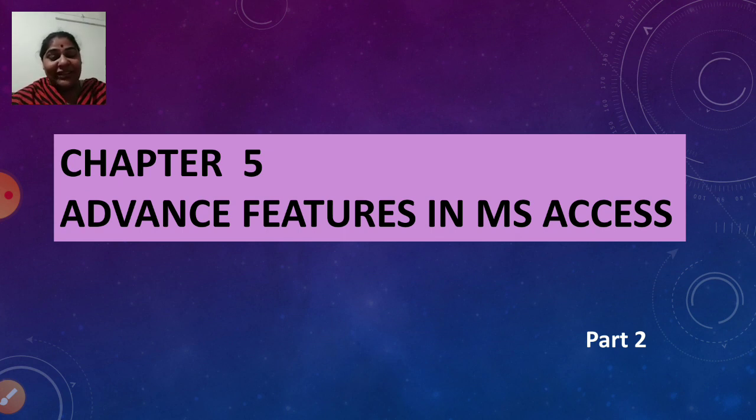We were in chapter number 5, that is advanced features in MS Access. If you remember children, in the last session we started this chapter and we saw how to search in MS Access, right? There is a search option at the bottom of your screen in your database when you open it, and there you can enter any text, phrase, number or date, and press the enter key to search the required data.